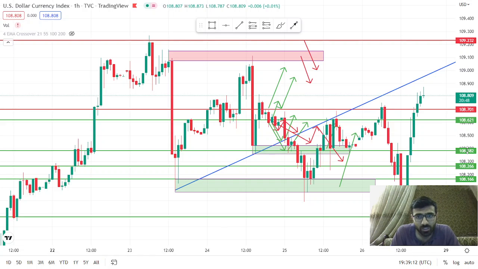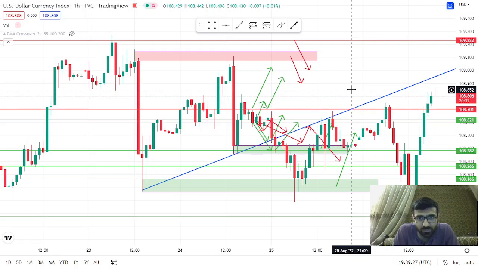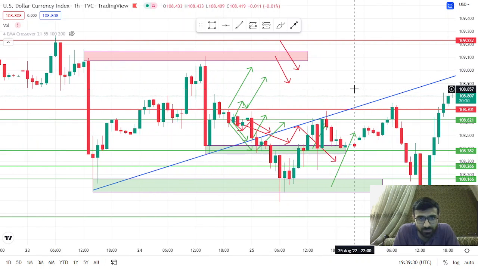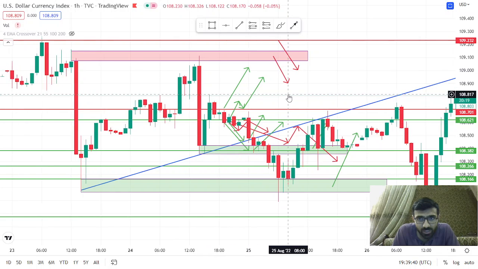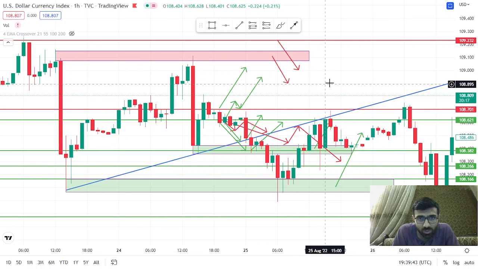Okay, so now first of all, let us start off with the DXY analysis from where we left off the day before yesterday. When we were analyzing the dollar index on, I think, 24th of August, we were on this candle, and we were analyzing what kind of move the dollar could give us.